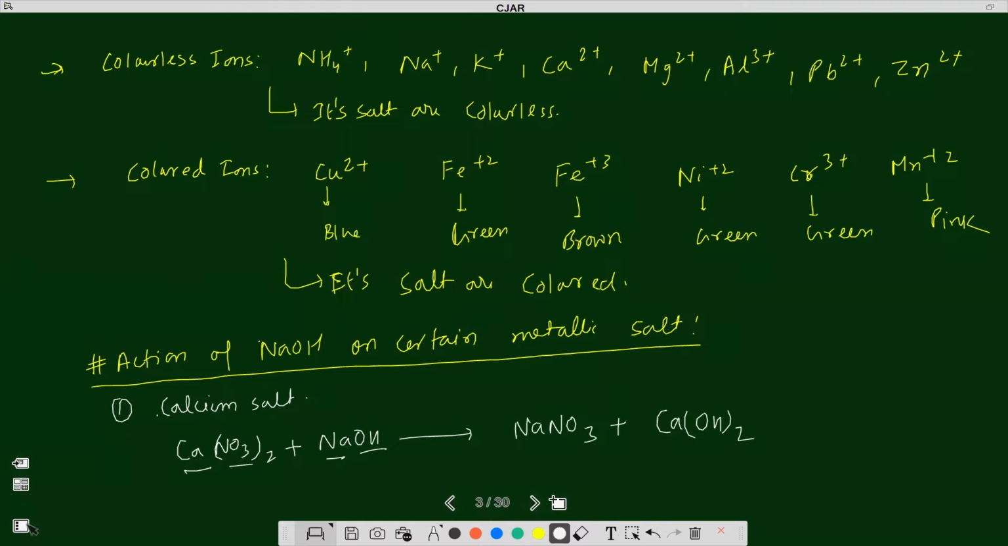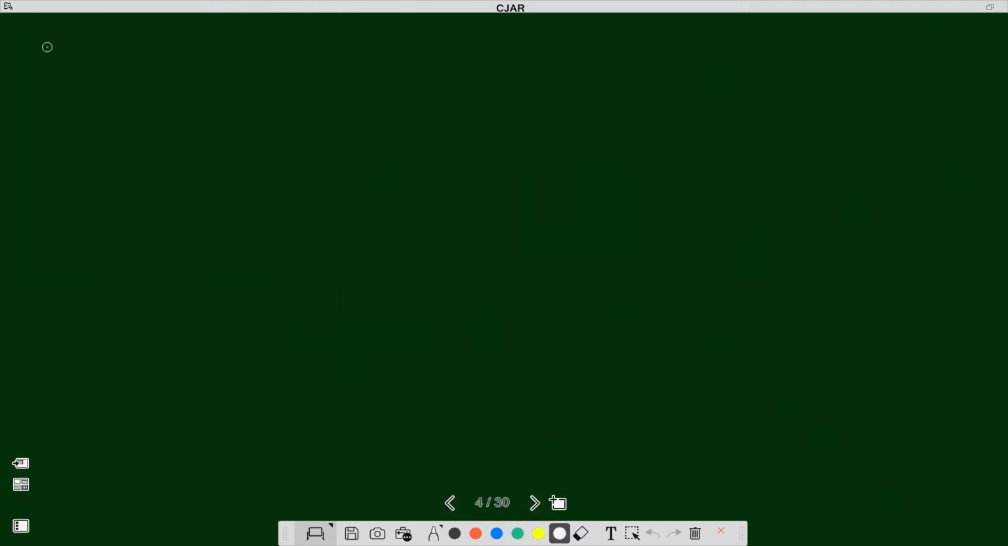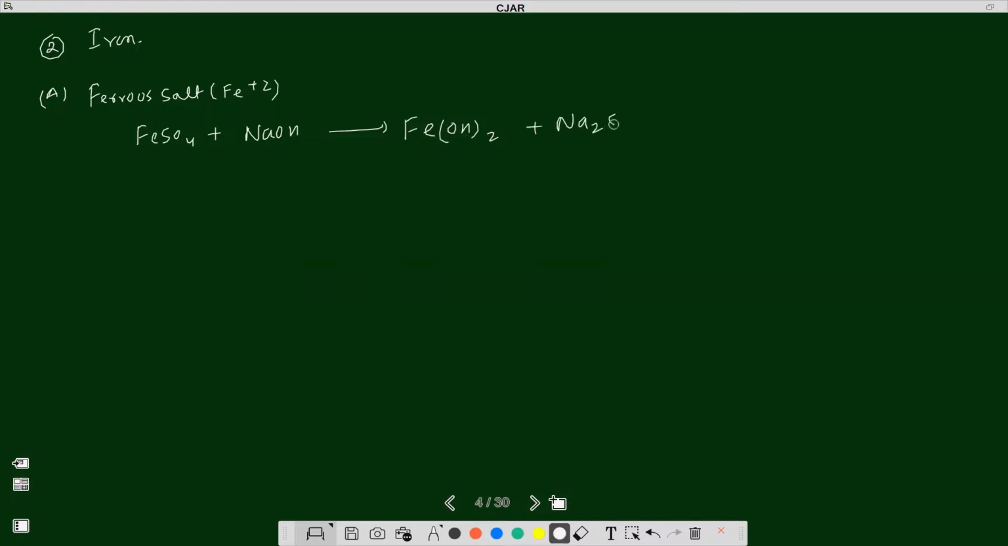Understood? Now, second one is iron. For iron, we have two options: either ferrous salt or ferric salt. Ferrous salt means Fe plus 2, like FeSO4. Ferric is Fe plus 3. FeSO4 with NaOH will form Fe(OH)2 plus Na2SO4. Understood?